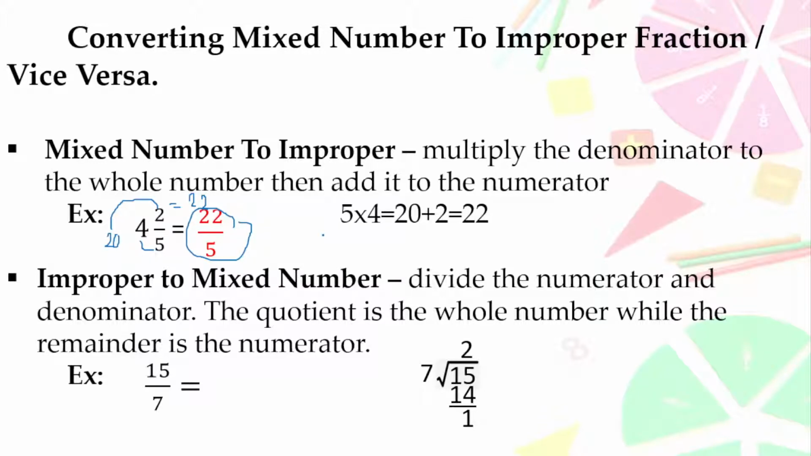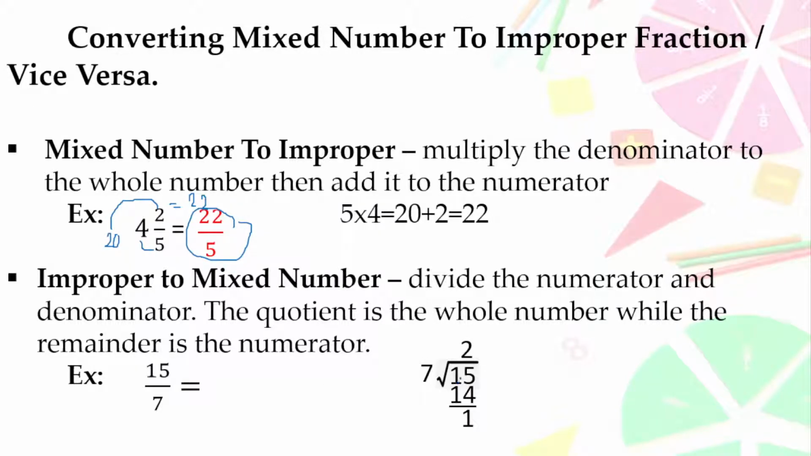Okay? So, next naman po, improper fraction to mixed number. We need to divide the numerator and the denominator. The quotient is the whole number while the remainder is the numerator. As you can see here, ginamit po natin dito is the long method of division.